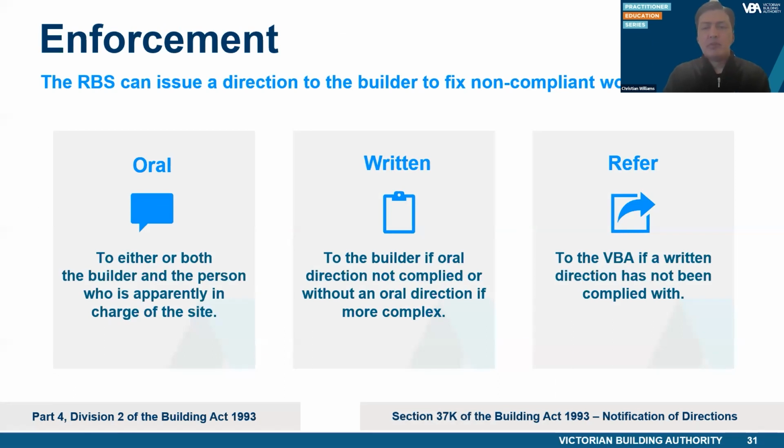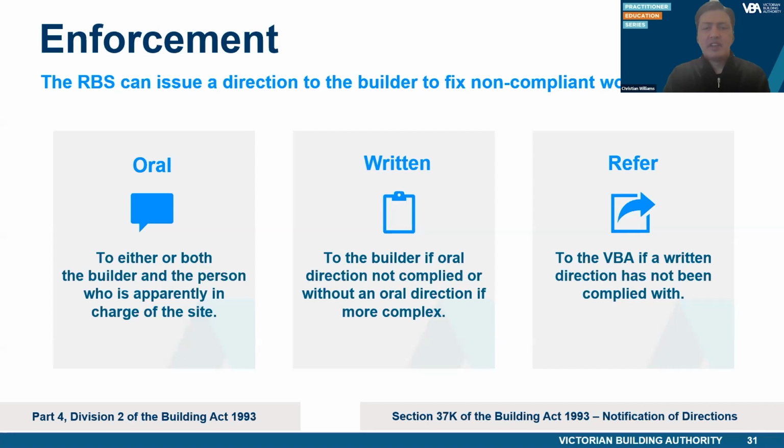At some point during the building permit process, it may become necessary for the RBS to take enforcement action. This could be in the form of a direction to fix building work under Part 4 of the Building Act, or a building notice or building order under Part 8 of the Act. The RBS may issue a direction to fix to the builder if after inspection they reasonably believe that the building work fails to comply with the Act, the regulations or the building permit. Where a written direction to fix is issued, it must be in the approved form and specify the date for compliance to be achieved. On request, the RBS may grant an extension to that date.